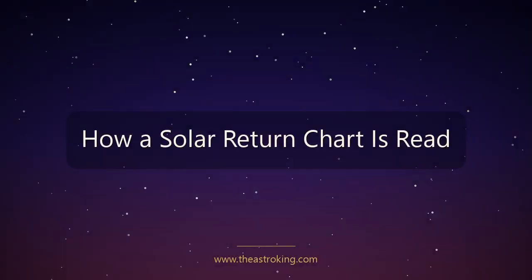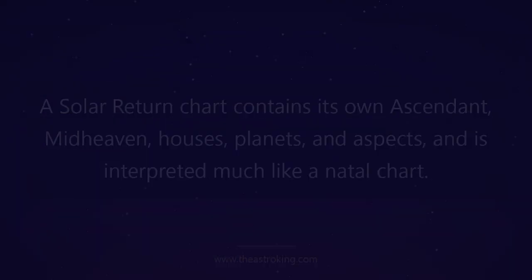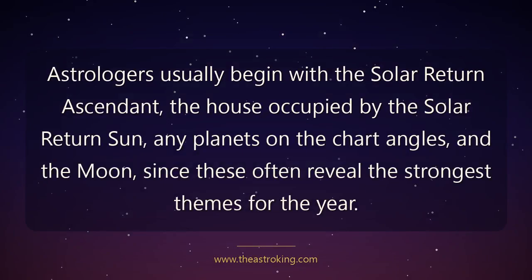How a solar return chart is read. A solar return chart contains its own ascendant, midheaven, houses, planets, and aspects, and is interpreted much like a natal chart. Astrologers usually begin with the solar return ascendant, the house occupied by the solar return Sun, any planets on the chart angles, and the Moon, since these often reveal the strongest themes for the year.